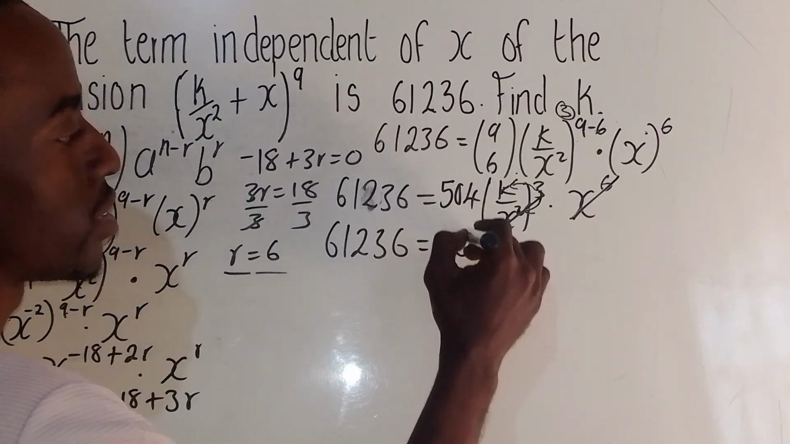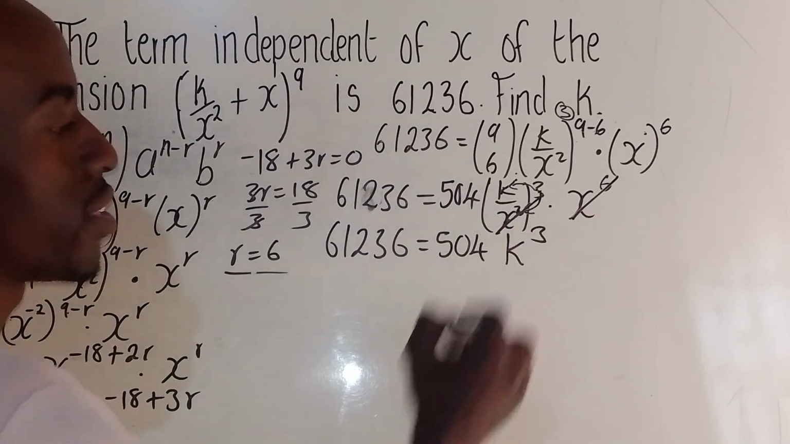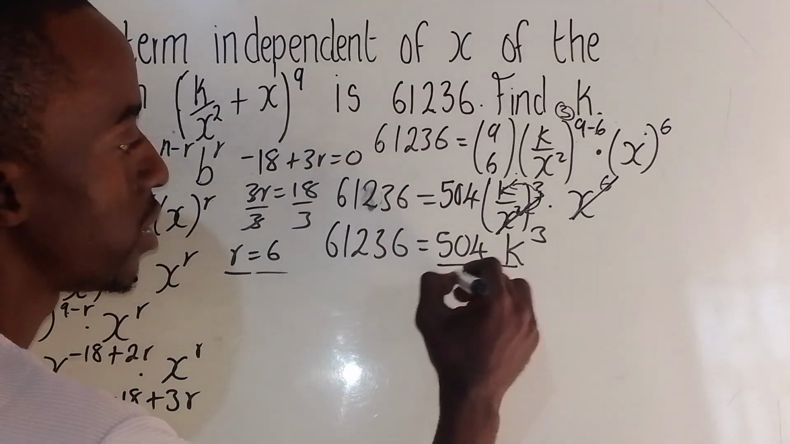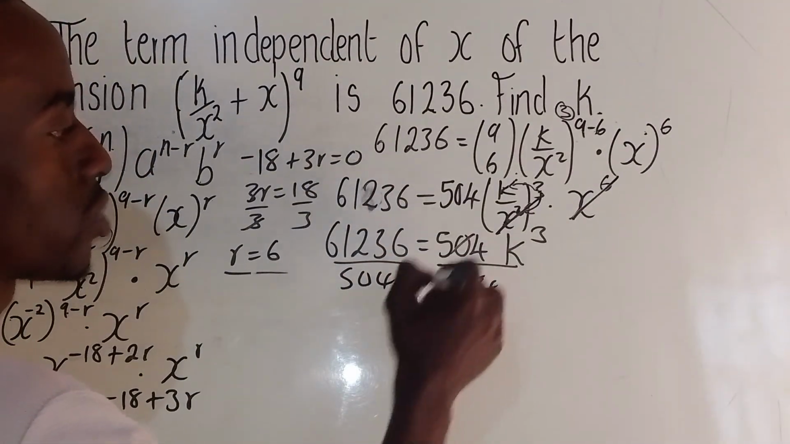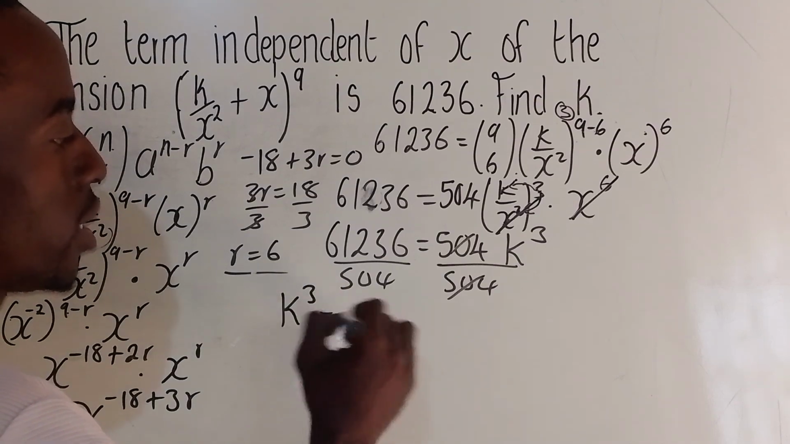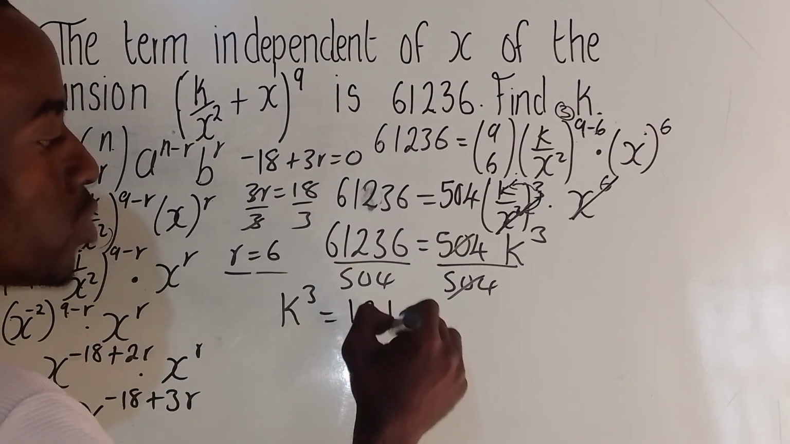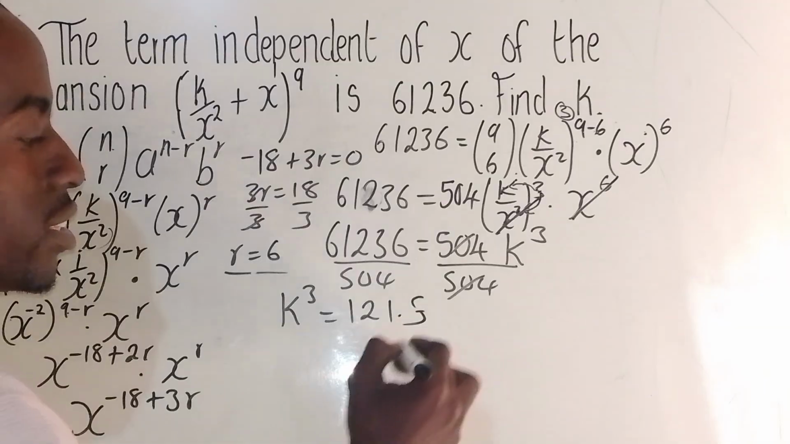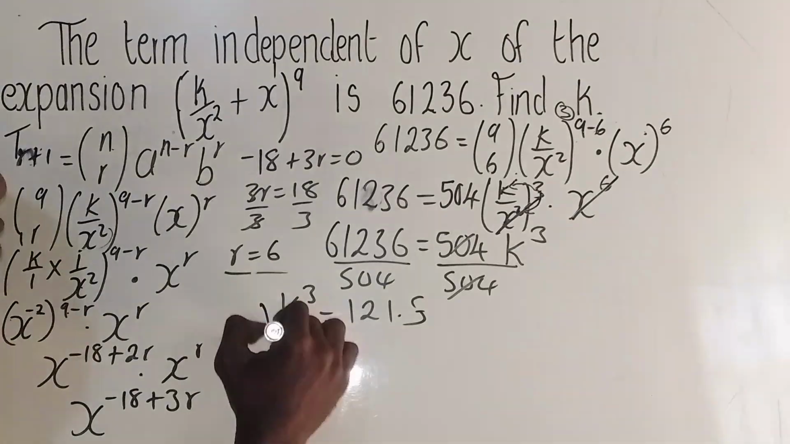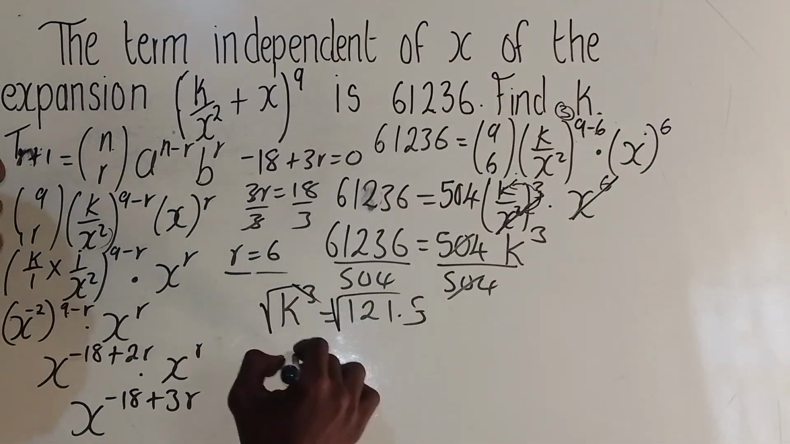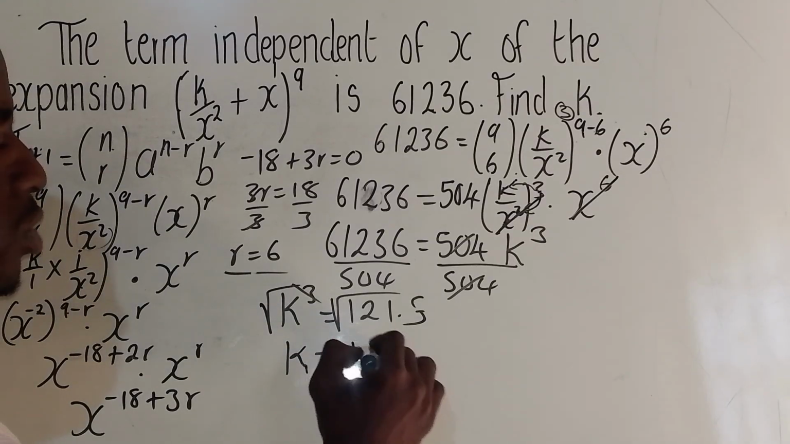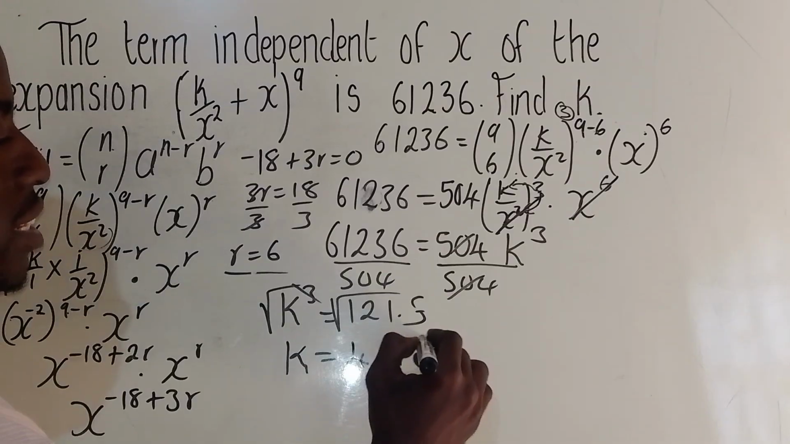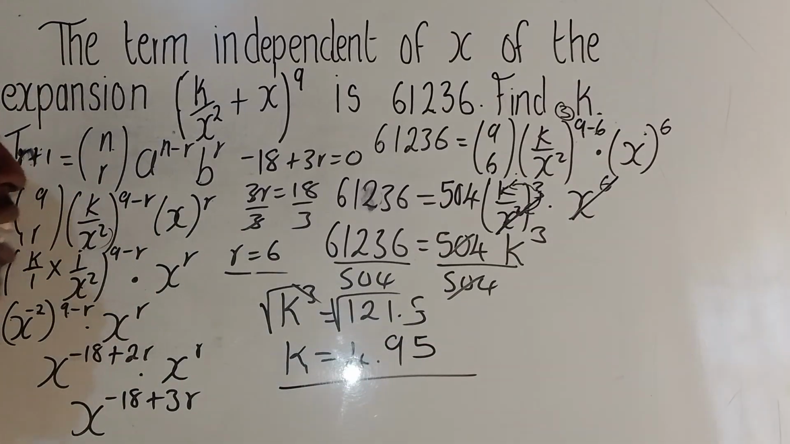So k to the power 3 times 504, equal to the given value. You divide with this value, and even here you cancel out. So now k to the power 3 is going to give me 121.5. So you introduce the cube root, even here the cube root cancels out. So k is now equal to 4.95, which is the answer here.